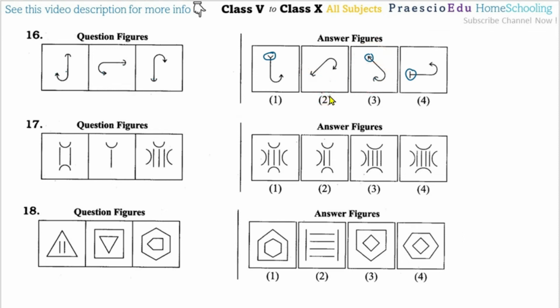So option number 2 is perfectly matching this arrow and this half circle also. So option number 2 is the correct one.